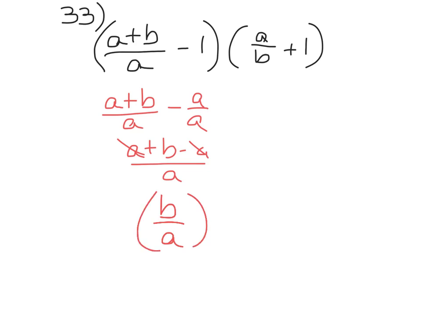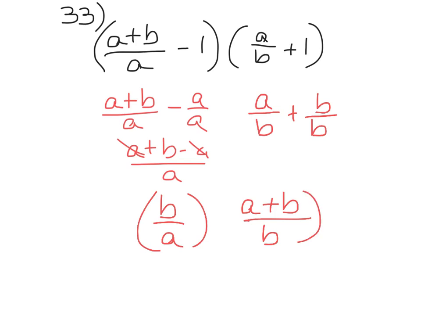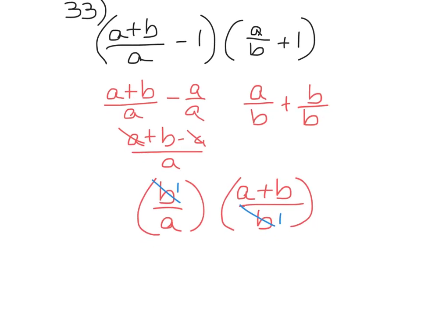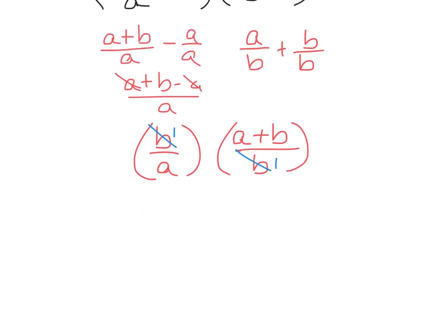Over here, I'm going to do the same thing, a over b, change the 1 to b over b. So this fraction will become a plus b over b. I now need to see what I can cancel or simplify. I'm multiplying this, so I'm going to simplify the b's, become 1s, and then final answer here is just a plus b over a. So I'm going to do numerator times numerator, denominator times denominator.